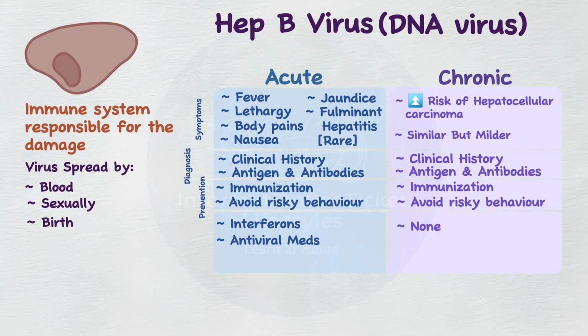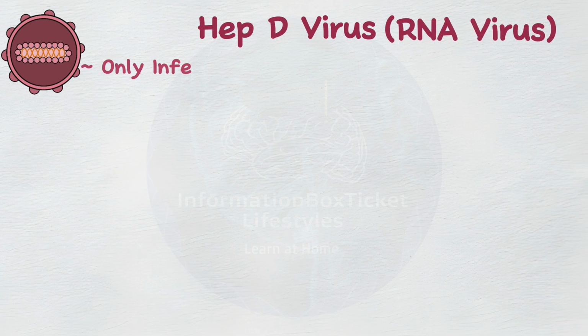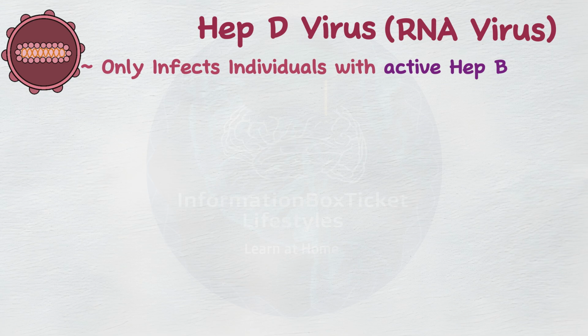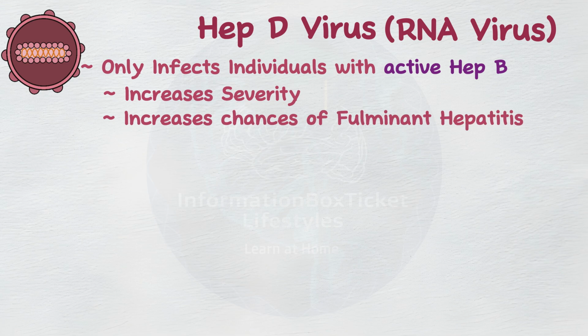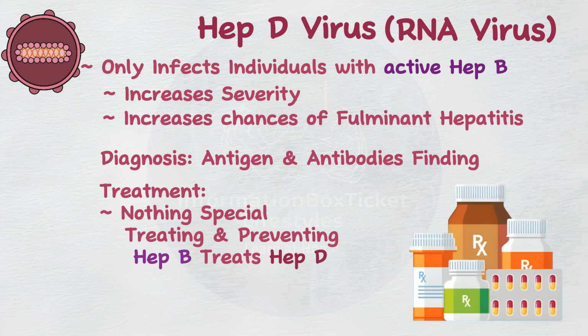Unlike the hepatitis B virus, hepatitis D is an RNA virus. It only spreads to those who already have an active case of hepatitis B and heightens the risk and severity of fulminant hepatitis. Results from antibodies and antigens are used to diagnose it. Since treating and avoiding hepatitis B also cures hepatitis D, no particular care is needed.